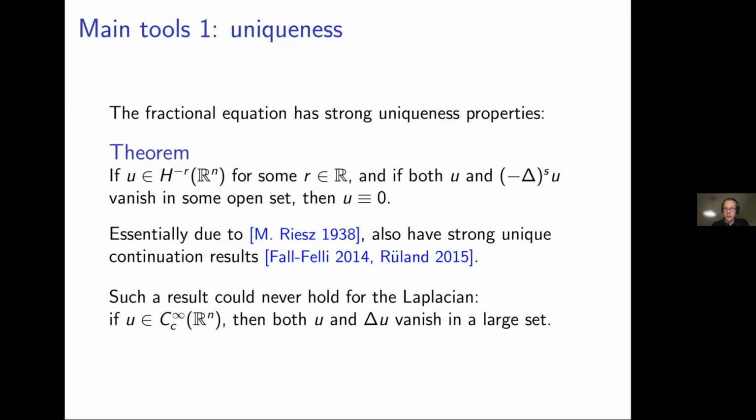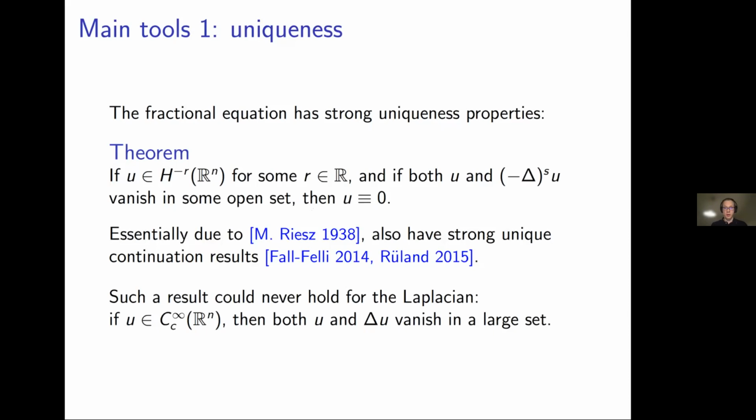And of course, this kind of result cannot be true for the Laplacian. For instance, if you take an arbitrary function u in C infinity C of Rn, then both u and the Laplacian of u, of course, vanish outside of the support. Still, this u is non-trivial. So this is a non-local property. It's essentially due to Marcel Riesz. This can be understood as a vanishing theorem for Riesz potentials. And you also have some other kind of strong unique continuation results.